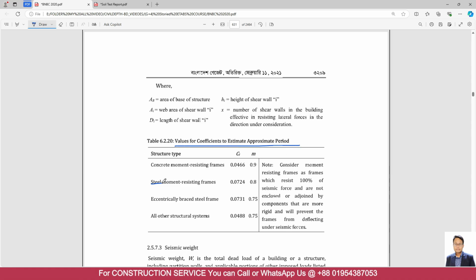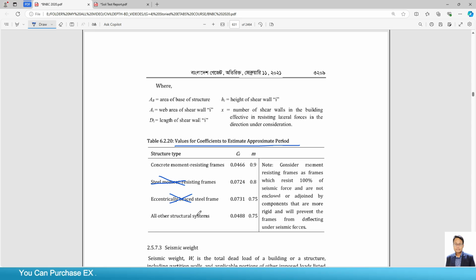Here we are not designing any steel structure. We are not designing any eccentrically braced steel frame. We have to take a decision between concrete moment resisting frame and all other structures. This is a pure residential building. There is no shear wall, or we can say there is no sufficient shear wall to resist the shear forces, axial forces actually. So we can consider this structure as a concrete moment resisting frame.